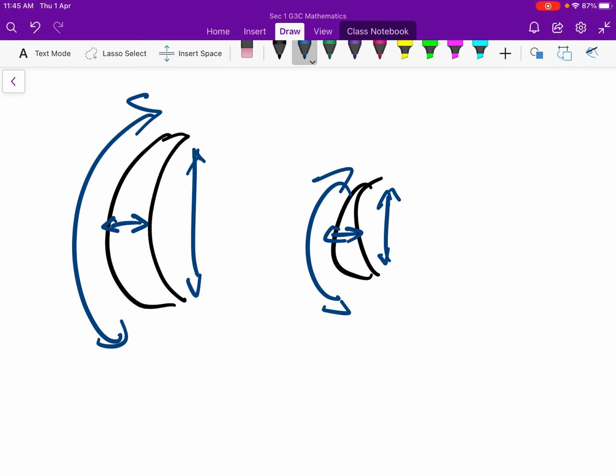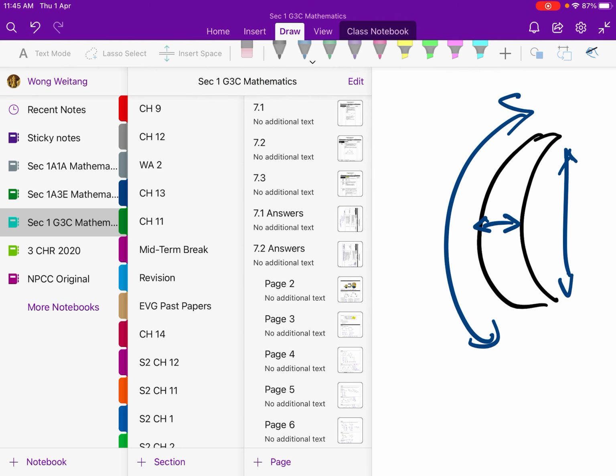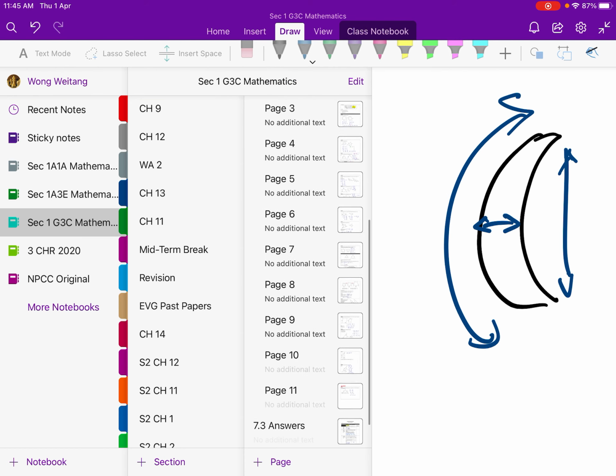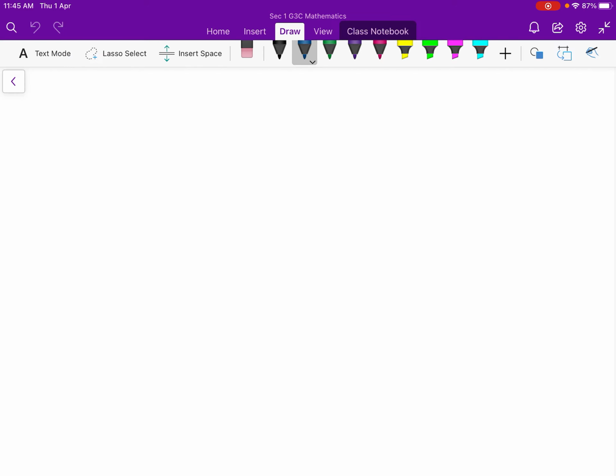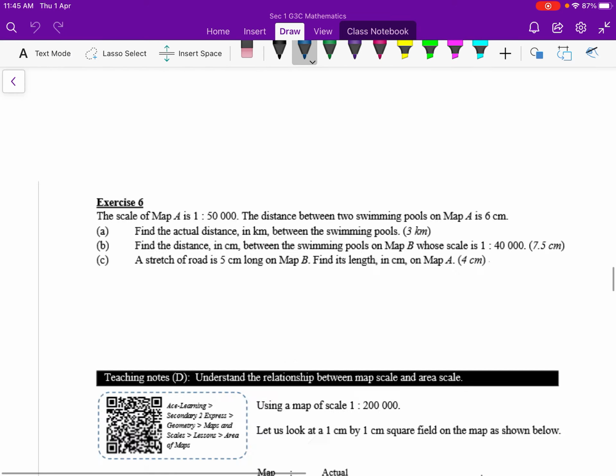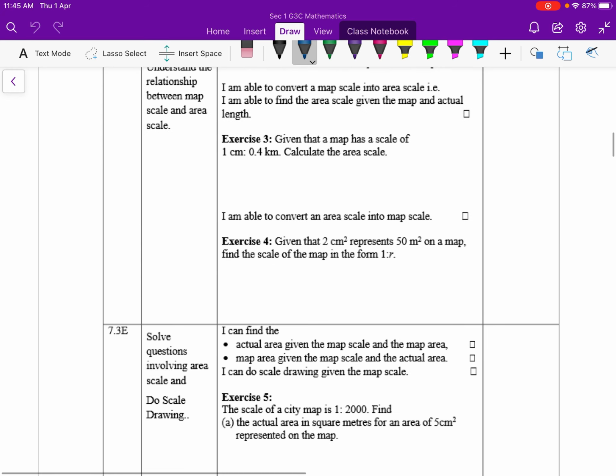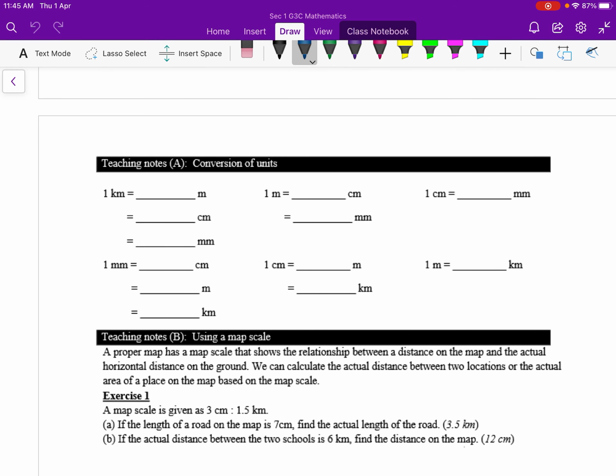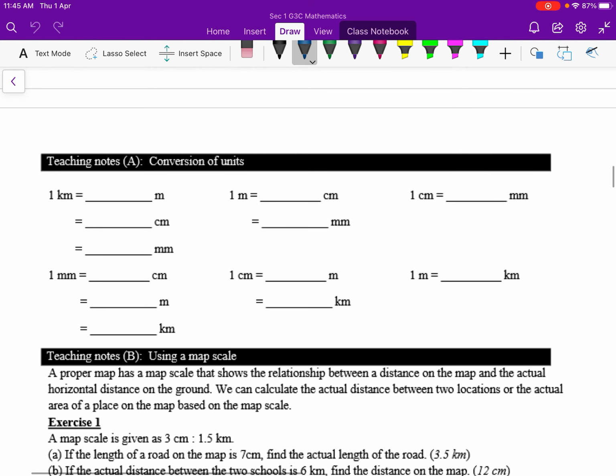Okay, then that's all for part 2 of the notes. Did you bring part 3? Okay, please take out part 3. Part 3 of your notes on map scale. Okay, now first, conversion of units, do it yourself. Okay, no need for me to go through.